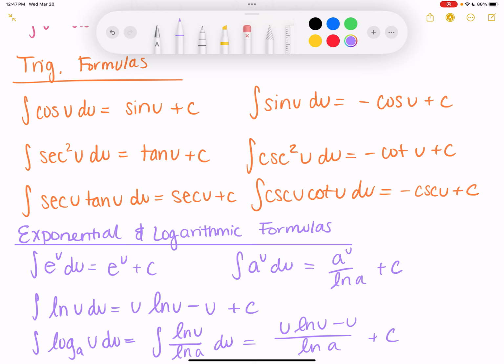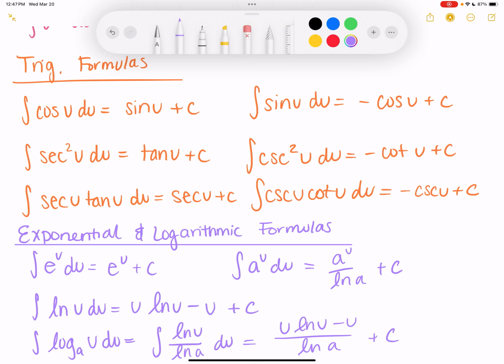So all of these, you're going to want to make sure you've memorized. Now, the trig ones, we've pretty much already used before. The log and exponential ones, we've more or less used before, but that bottom one changes this from the change of base formula to make it easier, and then goes on to integrate that.